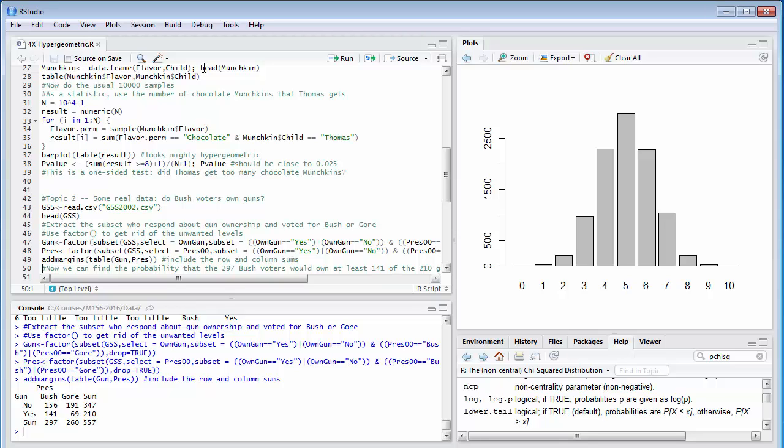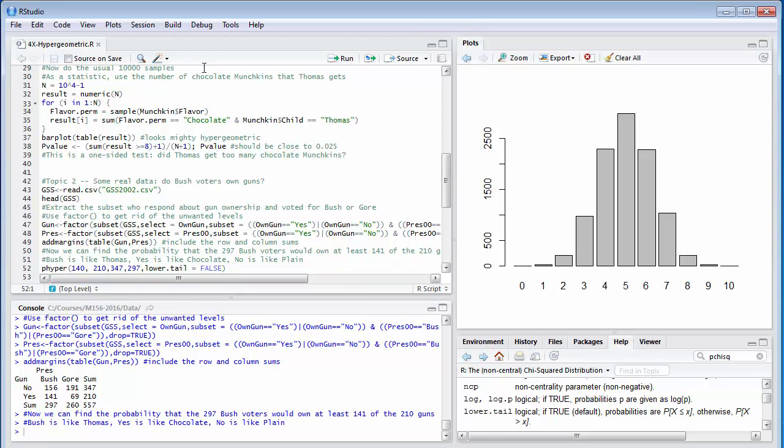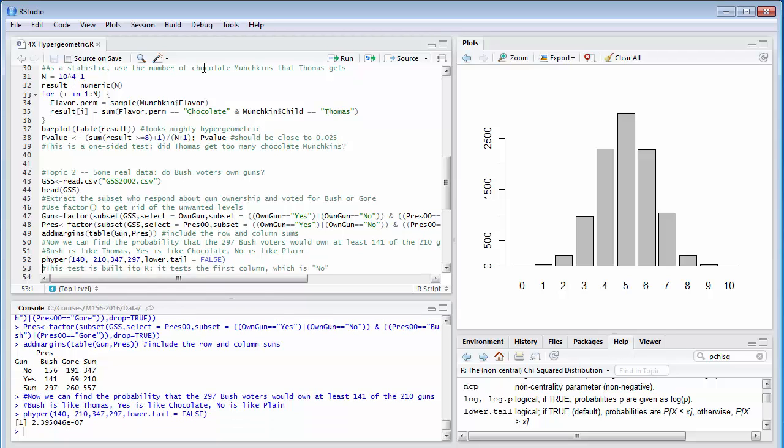Now the question is, do these data indicate that gun owners are more likely to vote for Bush than for Gore? It certainly looks that way, but maybe we can attach a p-value to this result. So this is just like the Munchkin problem. Bush is like Thomas, Gore is like Catherine. Yes, I own a gun is like chocolate munchkin, no is like a plain munchkin, and I can ask for the cumulative probability distribution of the observed results from the table.